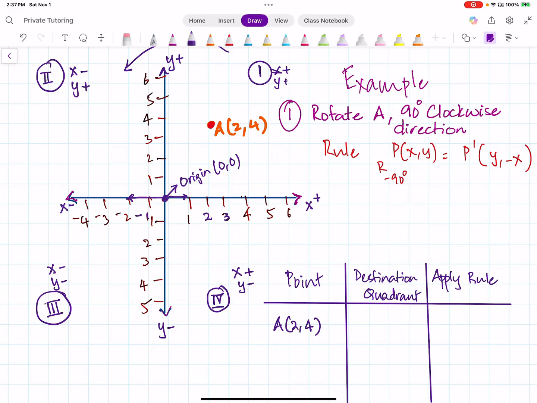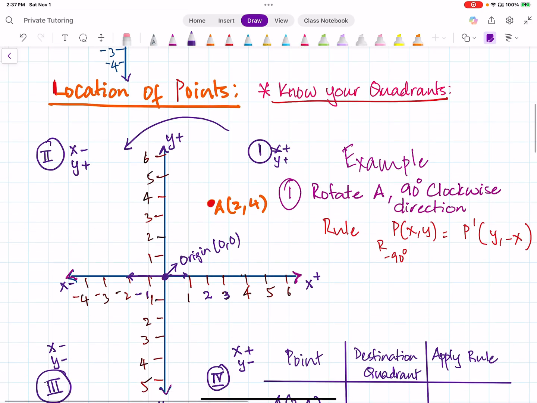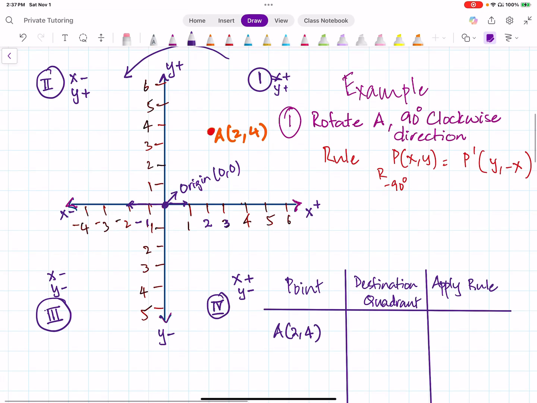Now, let's work through an example. In this example, the question is asking us to rotate a point A, which is defined by the coordinates (2, 4), meaning x is 2, y is 4, 90 degrees in the clockwise direction. So what you're talking about here is R negative 90.